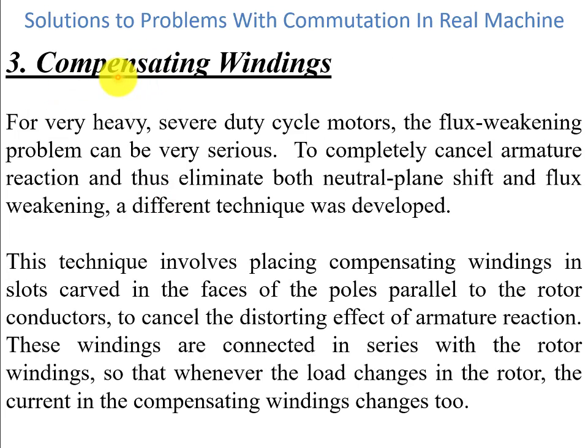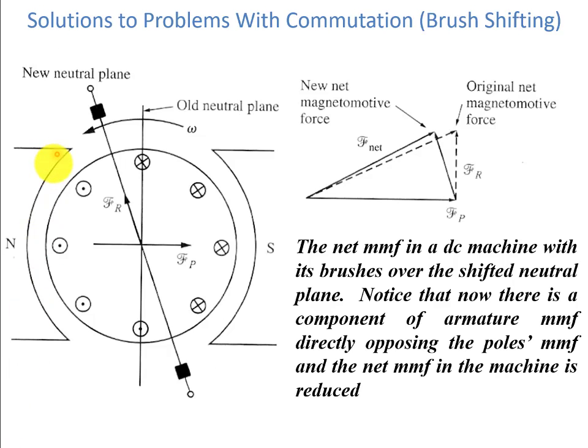The third method is to use compensating windings. For heavy, severe duty cycle motors, the flux weakening problem can be very serious. To completely cancel armature reaction and thus eliminate both neutral plane shift and flux weakening, a different technique was developed. In this technique, we place compensating windings in the slots carved on the faces of the poles. If I show you here, we will carve here and we put the compensating winding on these poles.